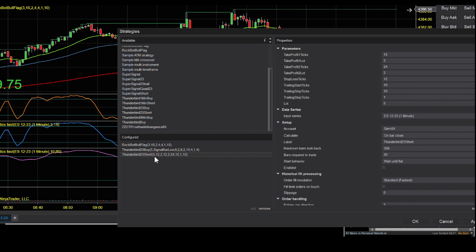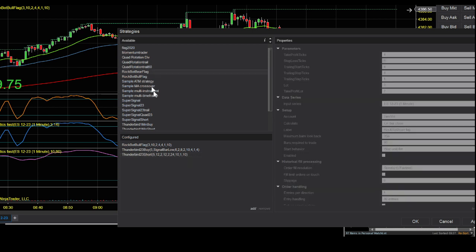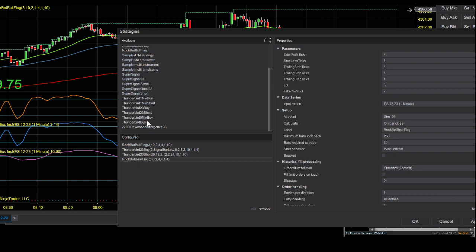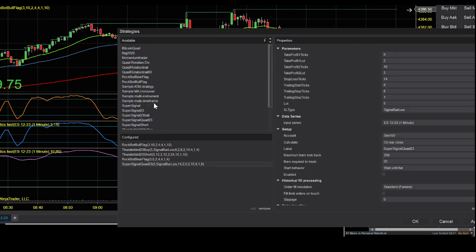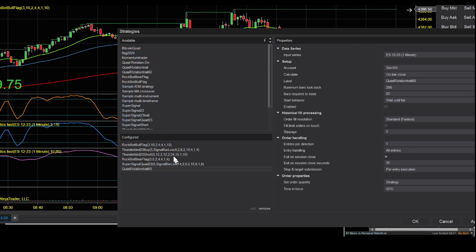You're going to get the RockBot bull flag. You're going to get the RockBot bear flag, right here. And then you're going to get this big one here, which is really impressive. It's called the Super Signal Quad 23. Everything that says 23 means it's 2023. And then you're going to also get the Quad Rotation Trail 60, which is the indicator. So you get all these. These are going to be all the scripts that you're going to get.